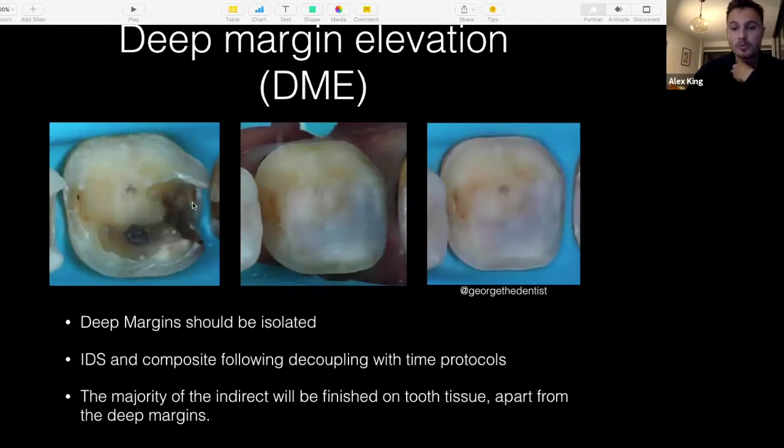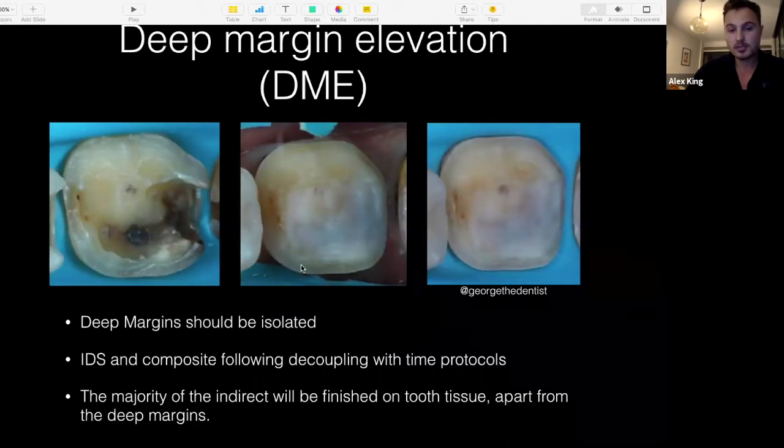So what they've done here, this dentist, he's done an immediate dentin seal. He's done a resin coat. And then he's got a matrix band around here, probably a sectional matrix, and he's elevated this margin here with composite. So if you look in the middle picture, we're now on composite.